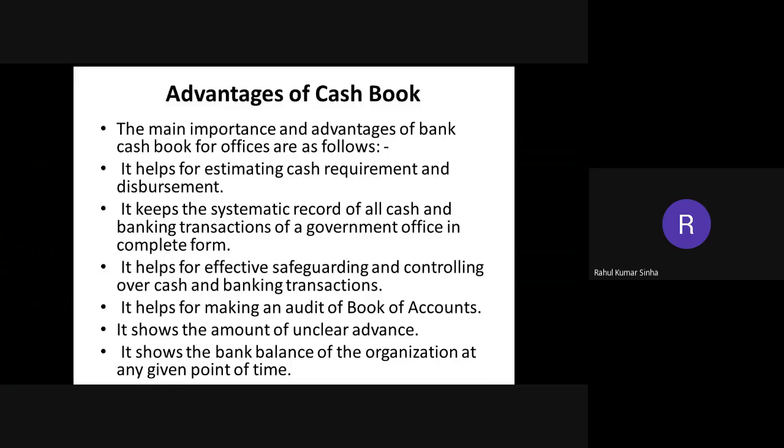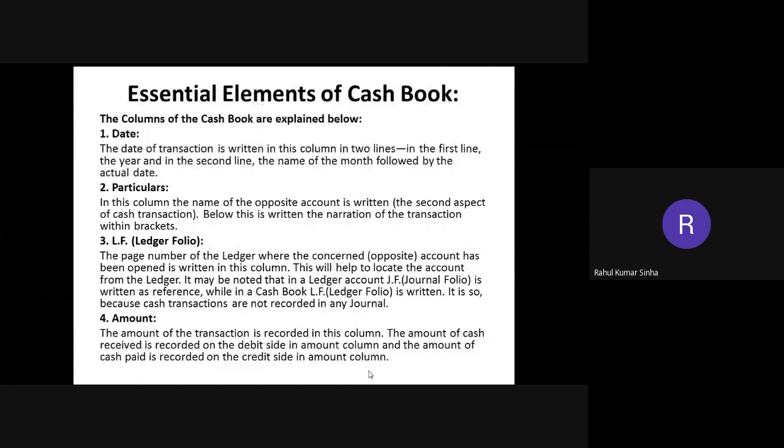So you see the advantages that you get through the cash book. The first one, that it helps in the estimation of the cash requirement. Second, it helps in keeping the systematic record. It helps in effective safeguarding of cash and banking transactions. It helps in making the audit, and it also helps in knowing the unclear advance. And last, you see that you can know the bank balance at any given point of time when you are maintaining the cash book.